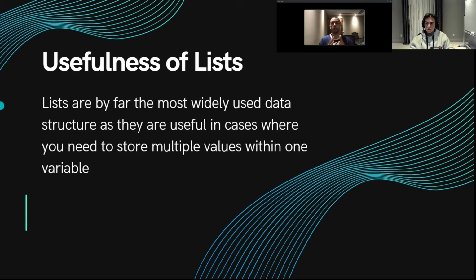So, the usefulness of lists. Lists are by far the most widely used data structures, as they are useful in cases where you need to store multiple values within one variable, which pops up in almost every avenue of programming, where you have the same type of data and you want to store it all in one place.